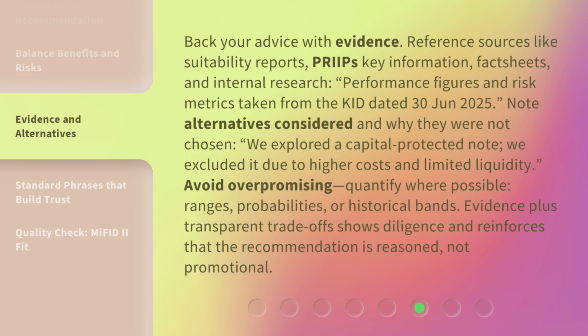Back your advice with evidence. Reference sources like suitability reports, PRIIP's key information, fact sheets, and internal research. Performance figures and risk metrics taken from the KID dated the 30th of June 2025. Note alternatives considered and why they were not chosen. We explored a capital-protected note. We excluded it due to higher costs and limited liquidity. Avoid overpromising. Quantify where possible: ranges, probabilities, or historical bands. Evidence plus transparent trade-offs shows diligence and reinforces that the recommendation is reasoned, not promotional.